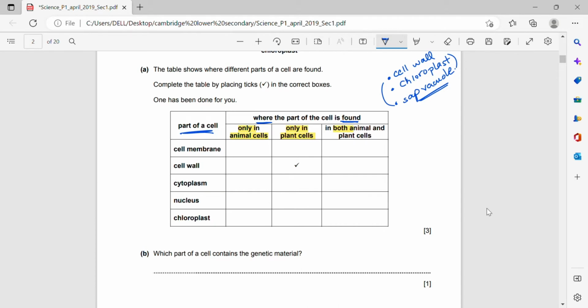طيب نشوف هنا the cell membrane: in plant cell ولا animal cell ولا both? Cell membrane in both. Cell wall, it's already done for you, only in plant cells. Cytoplasm, both. Nucleus, both. Chloroplast, great, only in plant cells because the chloroplasts have chlorophyll, which is important for the photosynthesis process. يبقى كده خلصنا part A. طيب part B, which part of a cell contains the genetic material? Great. The part of the cell that contains the genetic material is the nucleus.